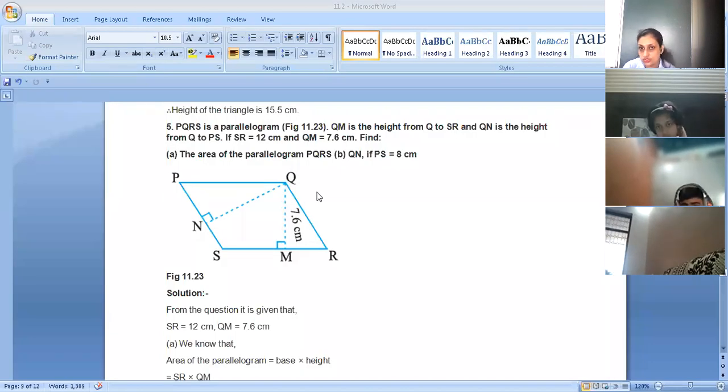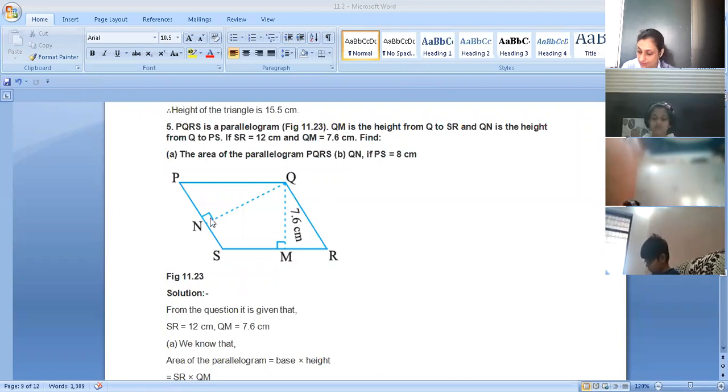Exercise 11.2, question number 5. PQRS is a parallelogram. QM is the height given, and QN is also a height given. Two heights are given, QM and QN. SR is given as 12 centimeters and QM is given as 7.6 centimeters. If you see this, SR is a base and QM is the height.